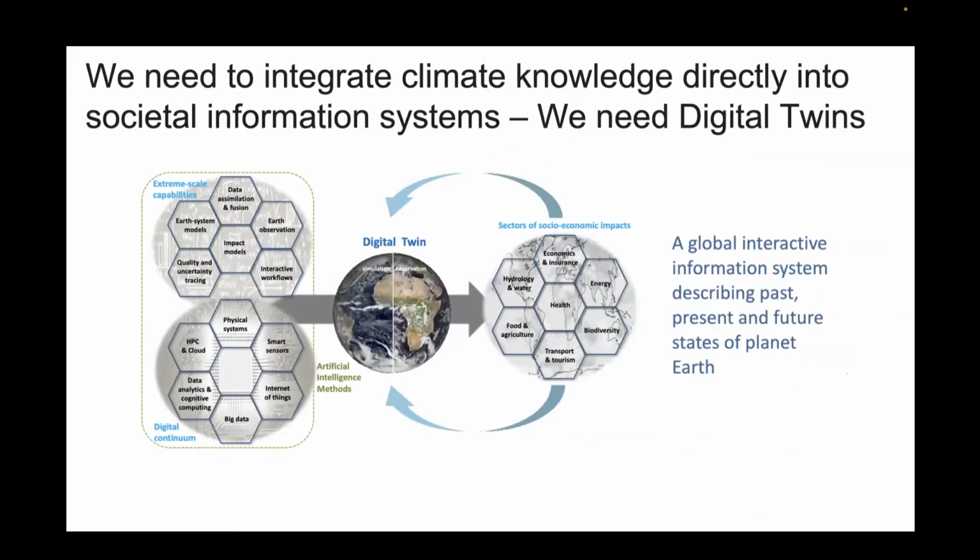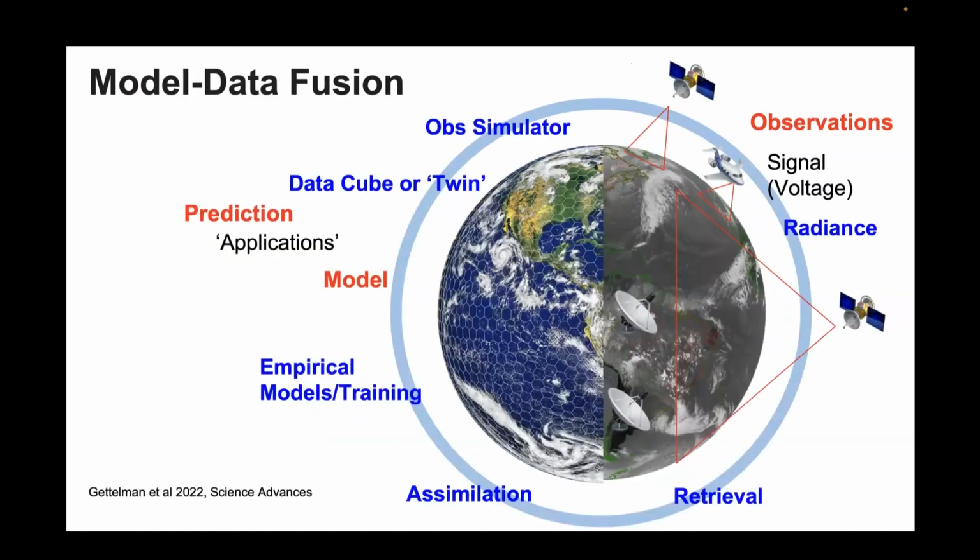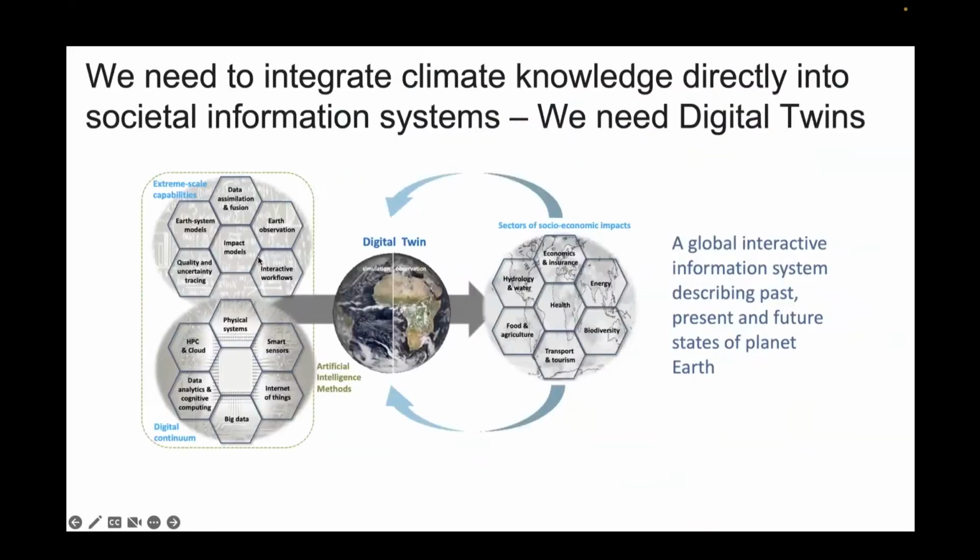And again, it's integrating this climate knowledge into these societal information systems. So it's coupling with these applications models here. And these applications models are for things like hydrology and water, energy, health, food and agriculture. They can also be economic. So a digital twin is a global interactive information system that can do hindcasts, but it also can do forecasts of the planet on different states and different timescales. And it's integrated with models of our human systems and the detailed Earth systems around us that are most important for human systems. So that's things like energy and water, especially.